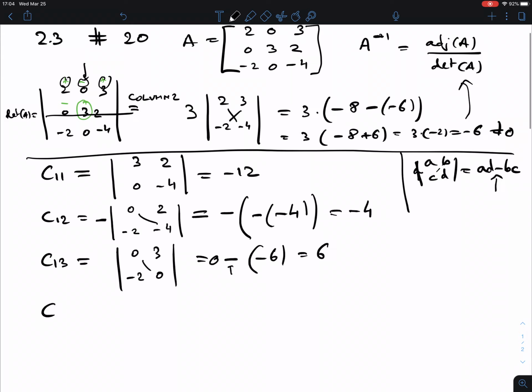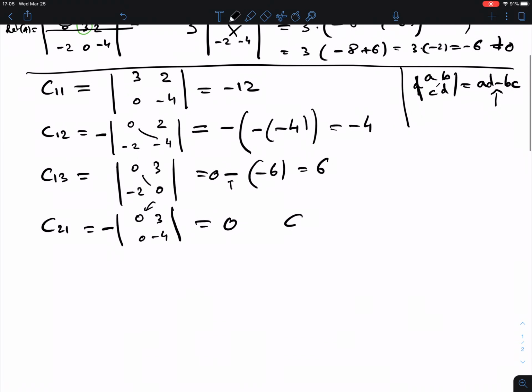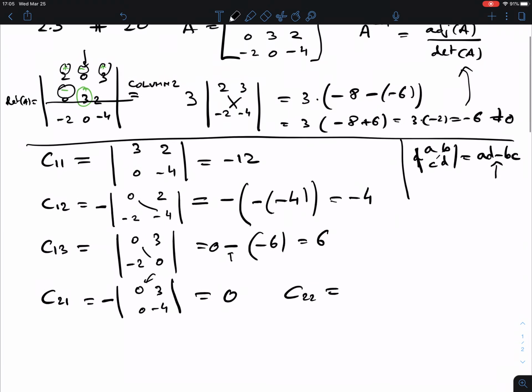Right, so C21, make sure that I have all 9. C21, second row, first column, so we're talking about this. So we do this, 0, 3, 0, negative 4. What's the sign? It's a negative sign, so negative. Now you see that this is a 0. You could see this also already from this row, right? If you would expand along this row, it would be 0, right? So okay.